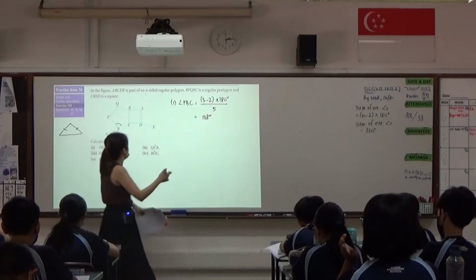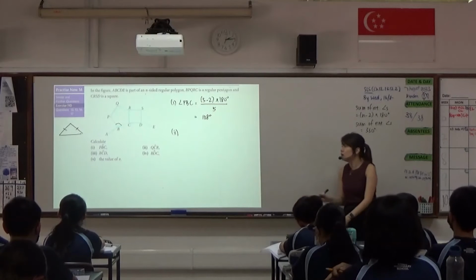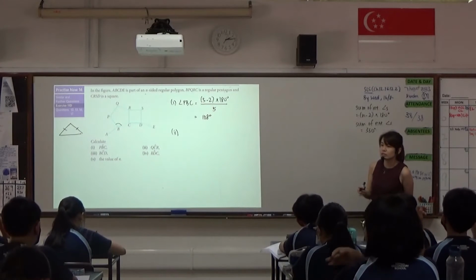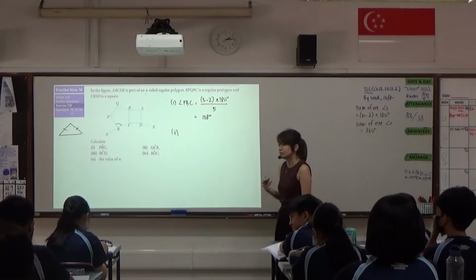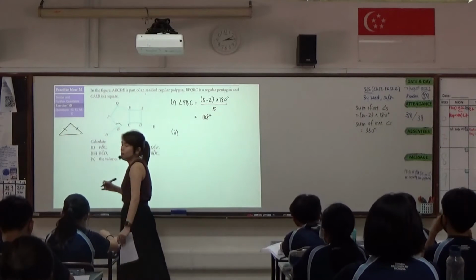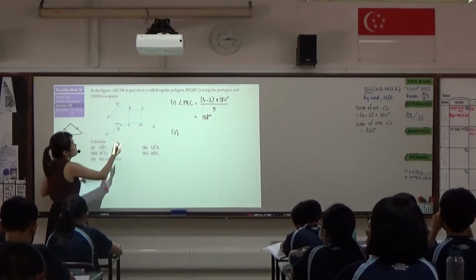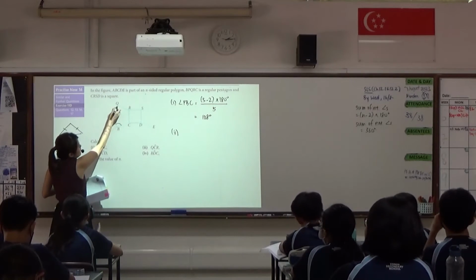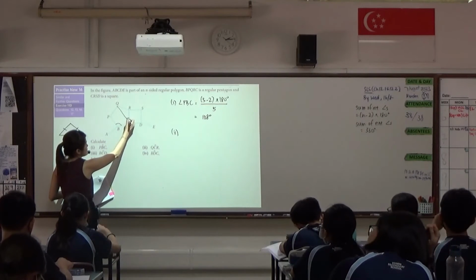Okay, now part 2. Zayden, I don't know what's so confusing about your fingernails, but I'm here. Okay, part 2. We want to find out what is angle QCR. So for QCR, there's no line. We draw a line ourselves. We're trying to find out what is this angle.